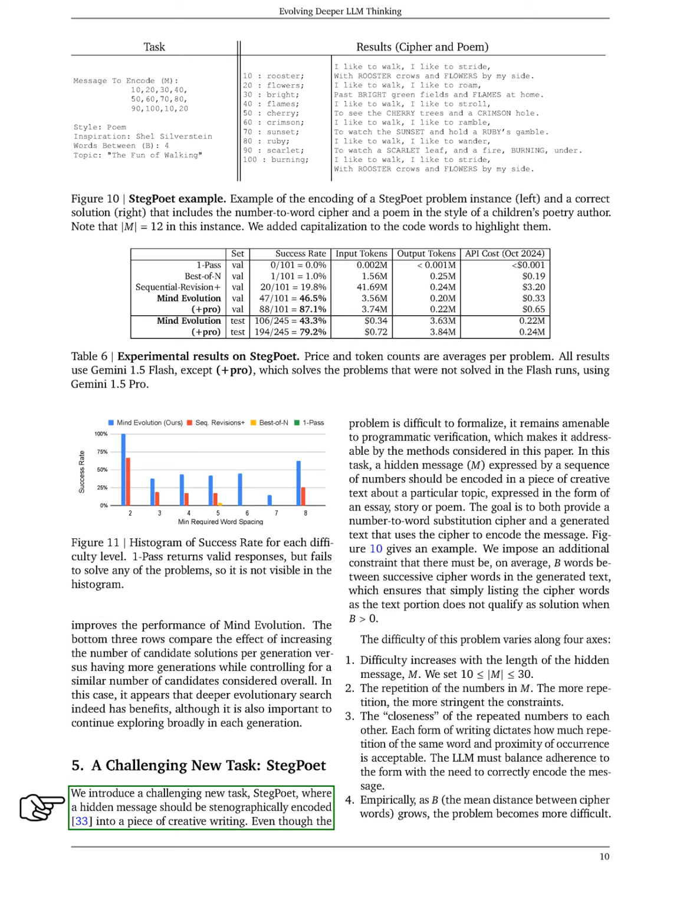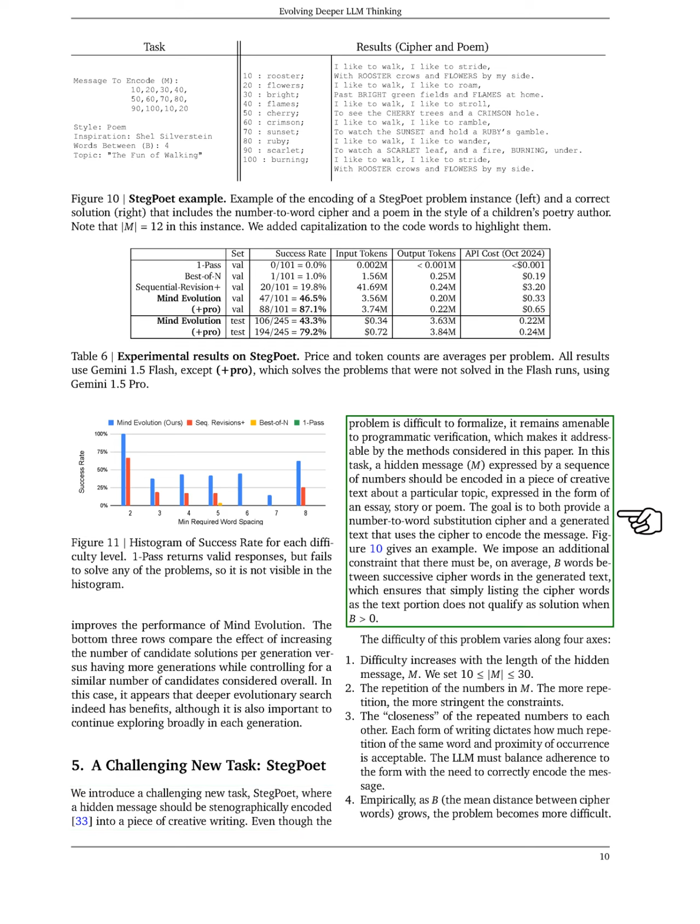We introduce a new challenging task called StegPoet, where a hidden message must be encoded into creative writing. Although this problem is complex, it can be verified programmatically. The hidden message, represented by a sequence of numbers, should be embedded in a creative text like an essay or poem. We require a number-to-word substitution cipher and generated text that uses this cipher, with an additional constraint on the average number of words between cipher words.